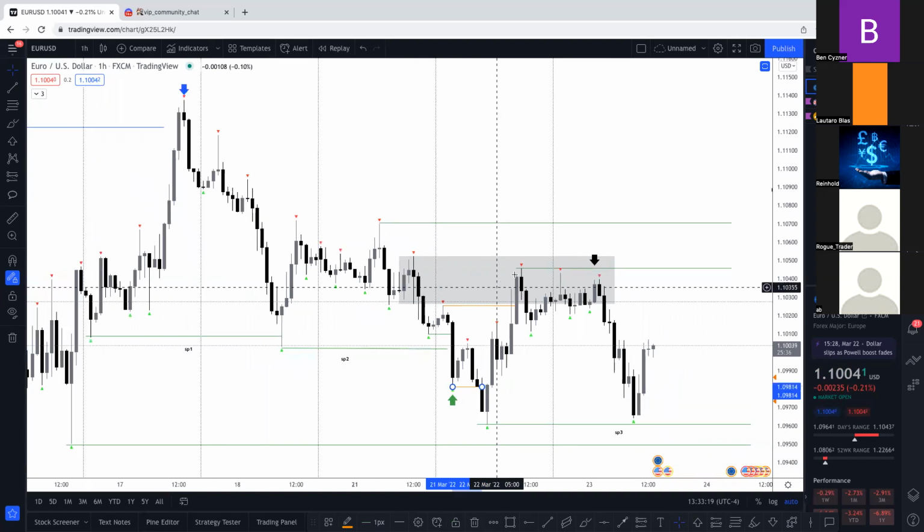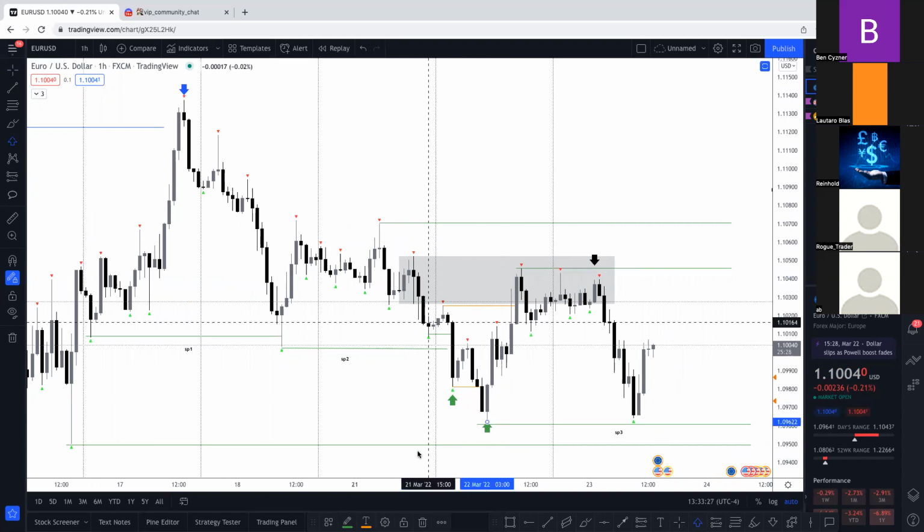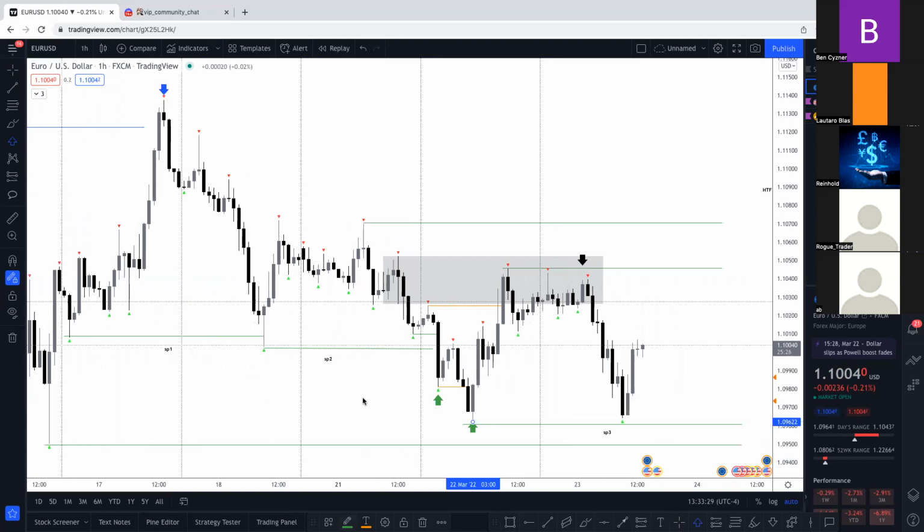And we still haven't tapped into this POI, but we know we need to tap into this POI to continue short, right? We could be looking for buys anywhere around there. This would be a valid area to be looking for buys back into this POI to go short again, right?